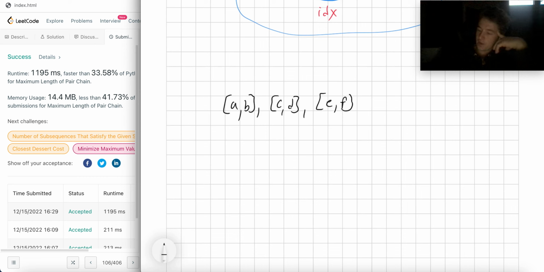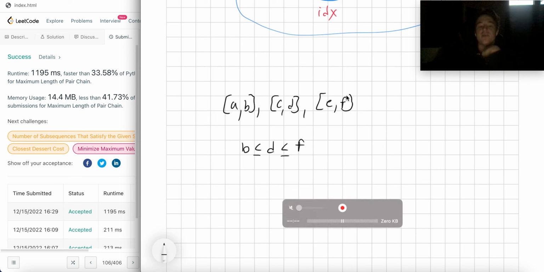Okay, so we know since this is sorted that B is less than D, which is less than F. I guess they could technically be the same. Imagine this was pairs and we've already sorted it. So we know it's true that B is less than or equal to D, which is less than or equal to F, because it's sorted by end times. We're still going to sort pairs.